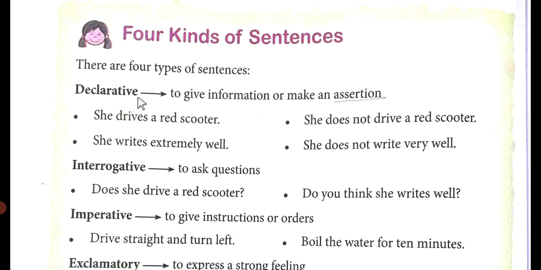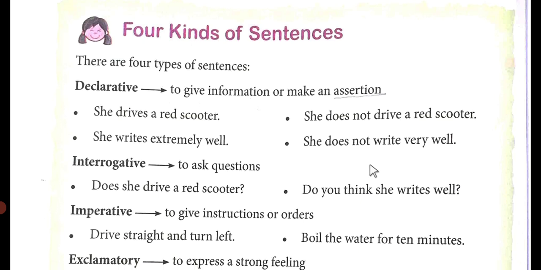So, declarative sentences make a statement or some kind of observation. Declarative sentences are of two types, first affirmative and second negative. You can see here affirmative sentences: she drives a red scooter, she rides extremely well. And negative sentences: she does not drive a red scooter, she does not ride very well.